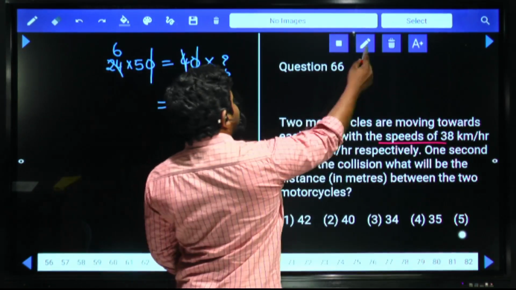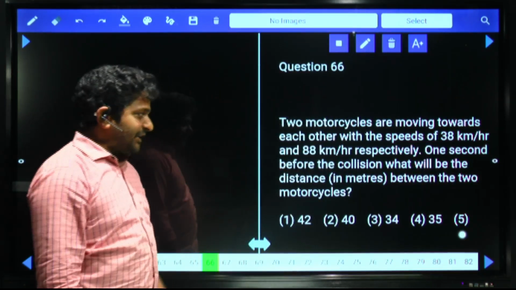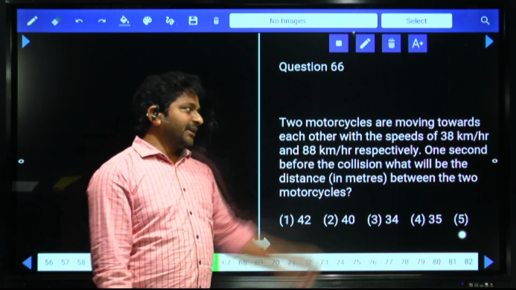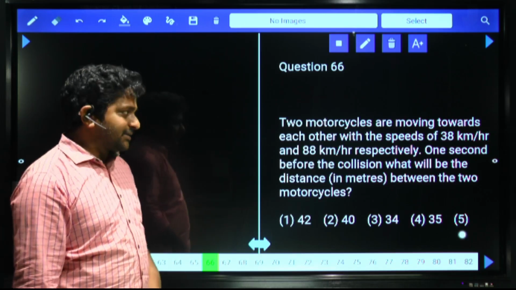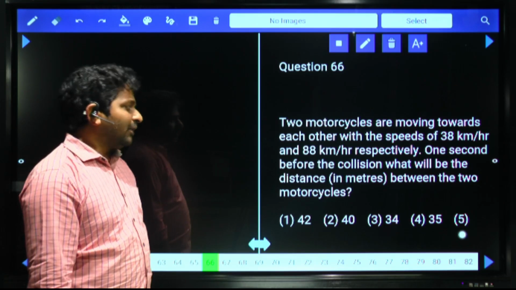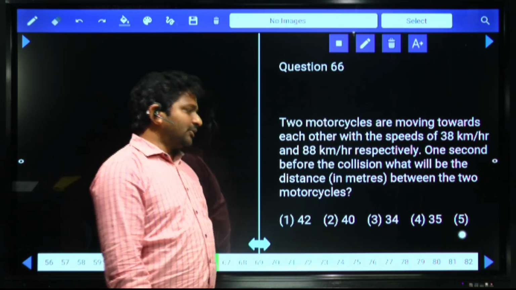Two motorcycles are moving towards each other. So both are moving opposite to each other, with speeds 38 km per hour and 88 km per hour respectively. 1 second before the collision, what will be the distance between the two motorcycles?